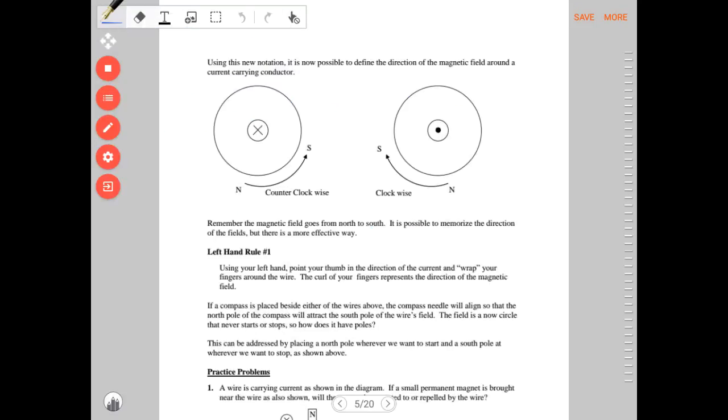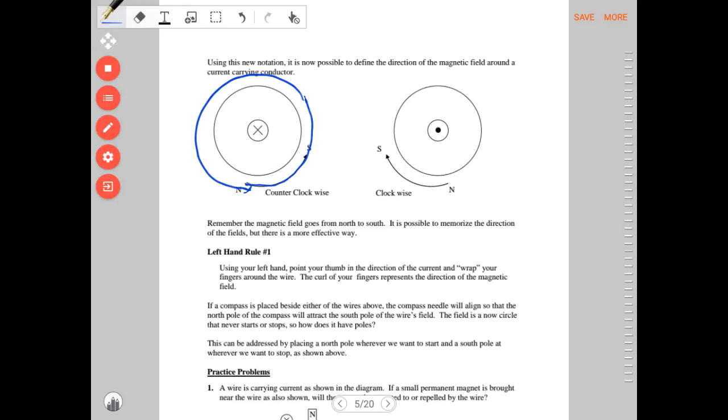Next page. Okay, so using this new notation, it's now possible to define the direction of the magnetic field around a current-carrying conductor. Here the X means the current is going into the page, and what ends up happening is that the magnetic field goes around the wire, like that.